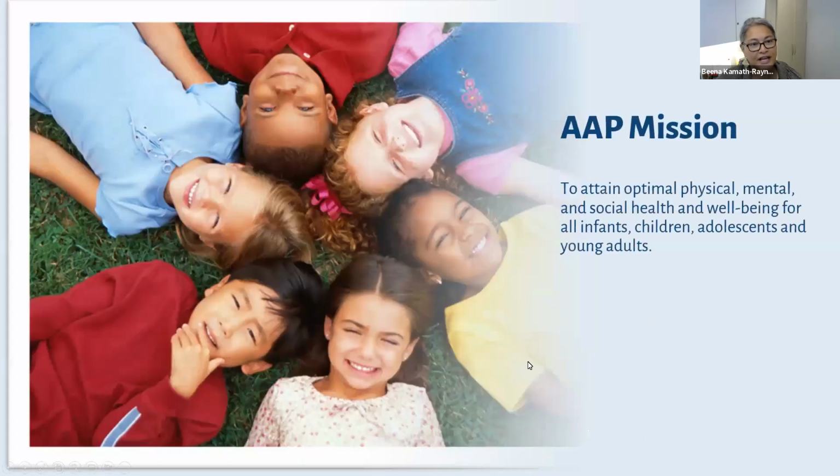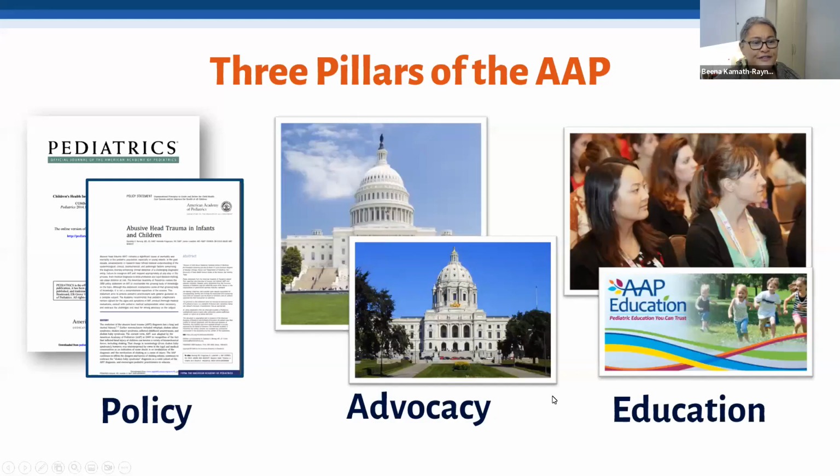Now, I want to turn our attention and talk a little bit about the Academy, its mission, and the work that we do to try to improve this global landscape of neonatal health. So our mission at the AAP is to attain the optimal physical, mental, and social health and well-being for all infants, children, adolescents, and young adults. And we do this through our 3 pillars, which are policy, advocacy, and education.